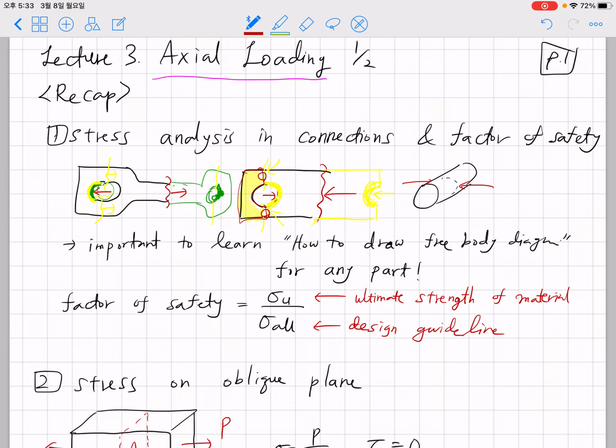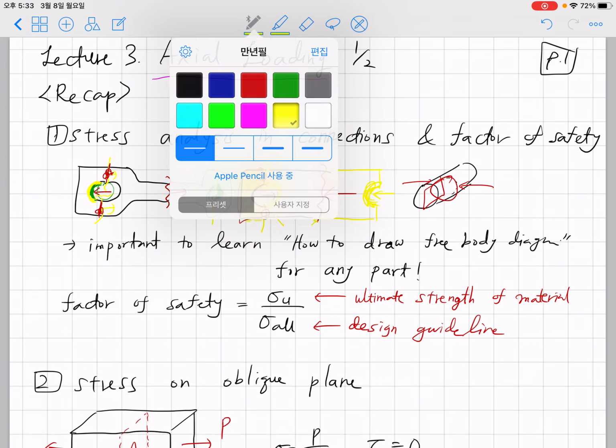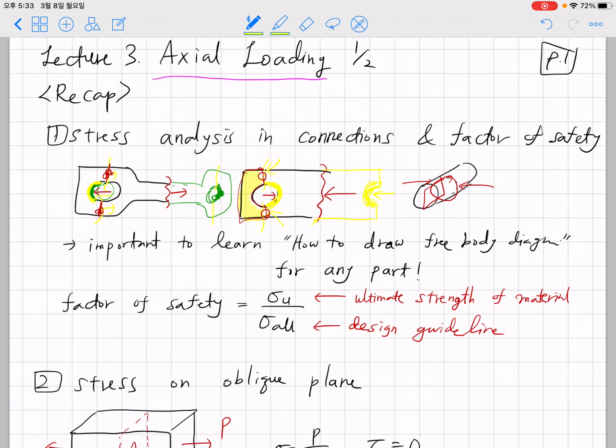In contrary, we had to worry about the structural health of these parts where we have a relatively similar cross section. In addition to these connections, we have to also consider the bearing stress for pins and shearing stress for pins. Okay, so these are the detailed discussions we have done in previous lecture.